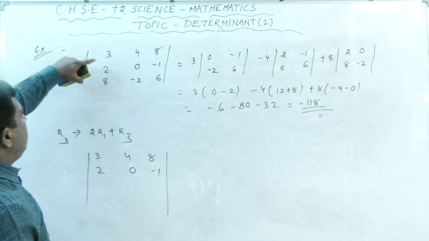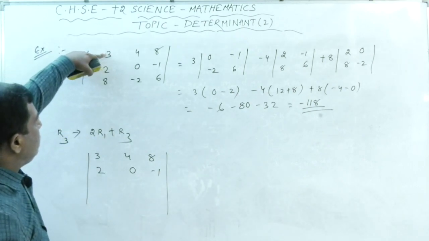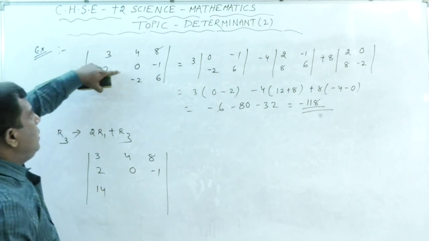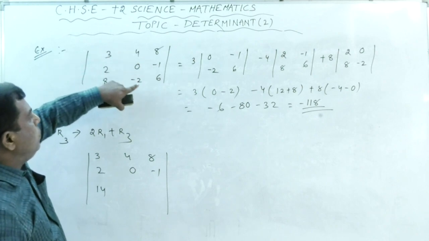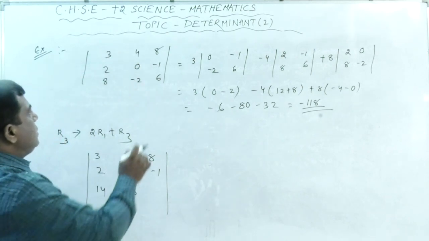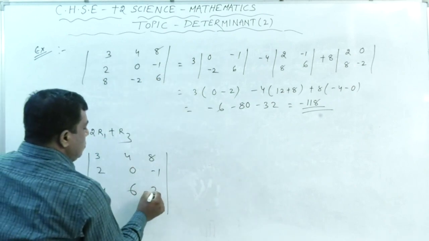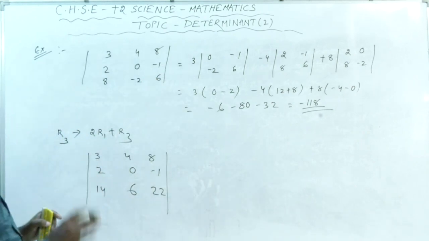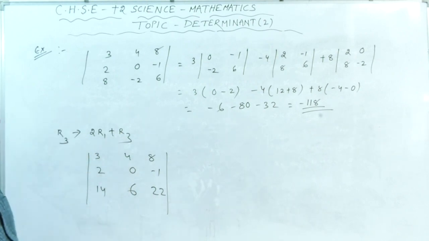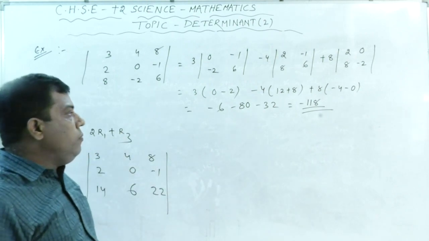Now what happened? 2 multiplied with 3 is 6, plus 8, that is 14. 8 added with minus 2 is 6. 16 plus 6 is 22. So this is the new form of the determinant. It is totally different from the first one. Now you see what happened to the value.